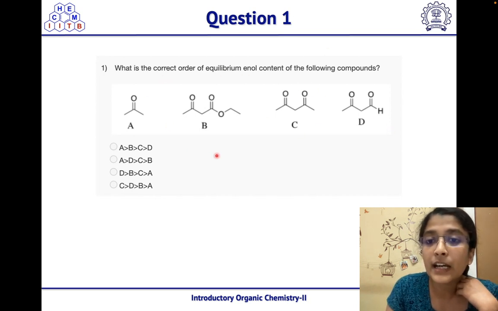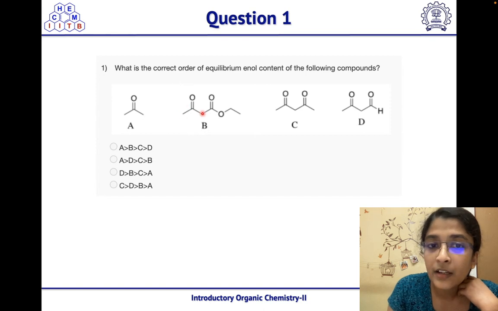These three are more favored than A because there will be resonance stabilization: if an anion is generated here, it can undergo resonance with this ketone as well as this ester. Similarly, here both are ketones, and here an aldehyde and a ketone. So compared to A, B, C, and D will have more enol content. Here they can also form a hydrogen bridge. If enol is forming, hydrogen bonding can result. One, two, three, four, five, six, a 6-membered transition state will result in all these three cases. Able to follow?